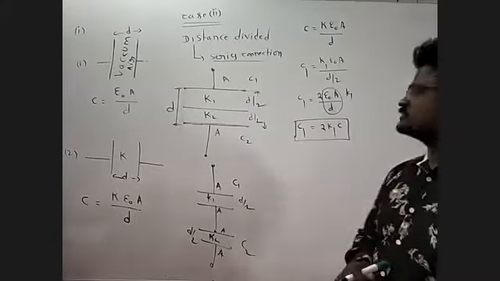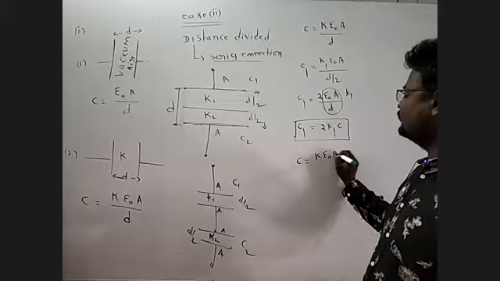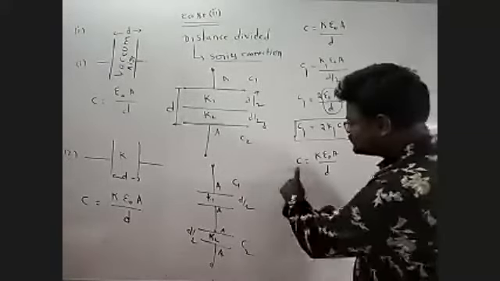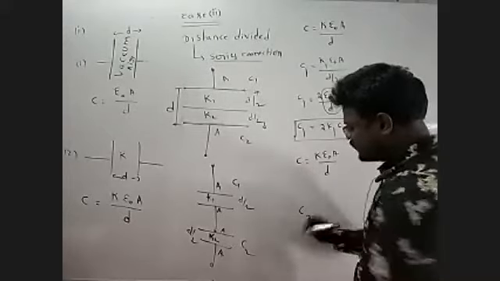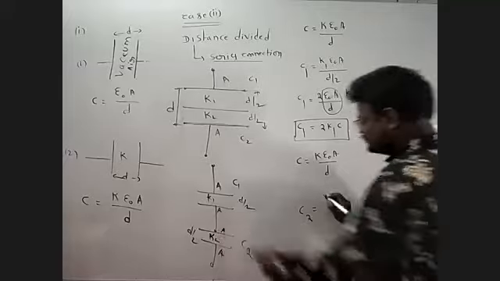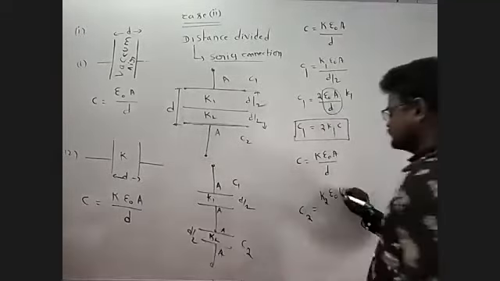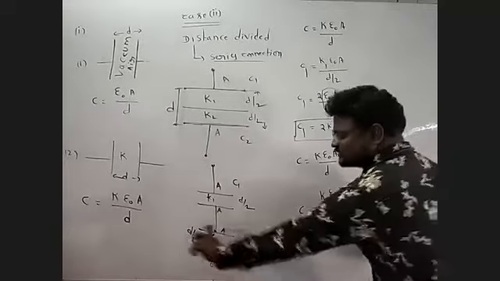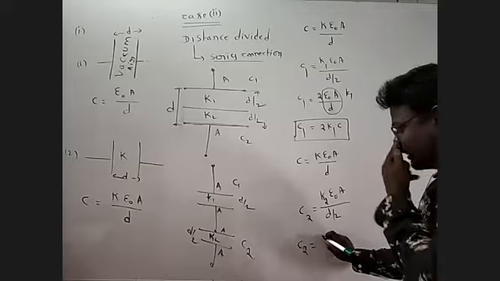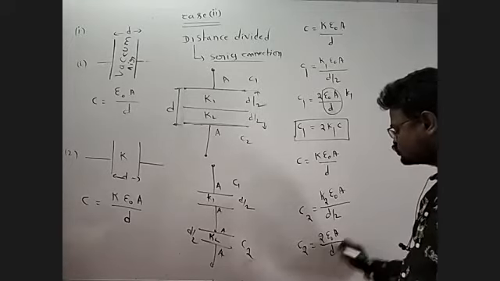Formula for the second capacitor. Same formula: C is equal to K epsilon naught A by D. This formula applies to the second capacitor. So C2 capacitor uses what type of dielectric slab? That is K2. Epsilon naught, A is the cross-sectional area of the plate, and the distance between the two plates is D by 2. So C2 is equal to 2 epsilon naught A by D into K2.